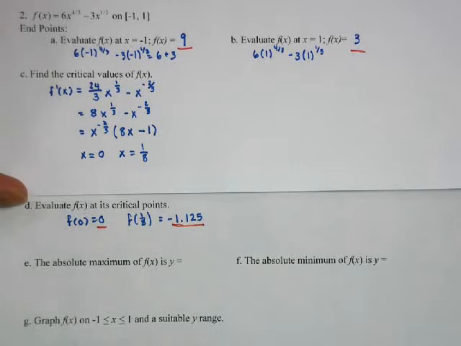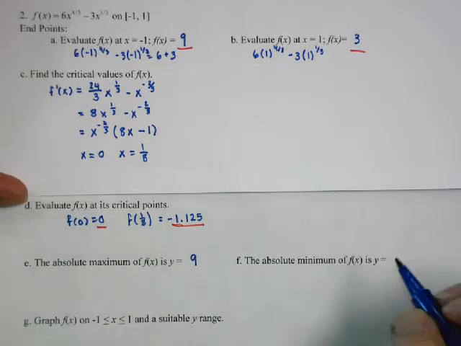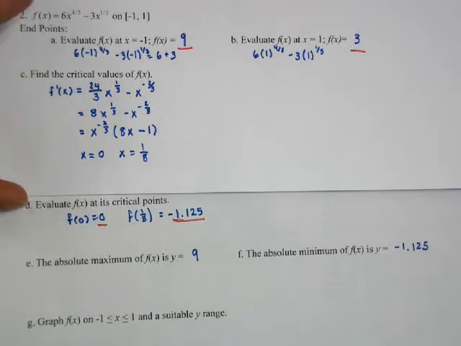So the biggest of all of those is 9. The smallest of all of those is -1.125.